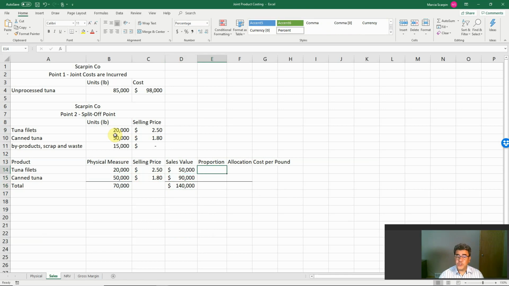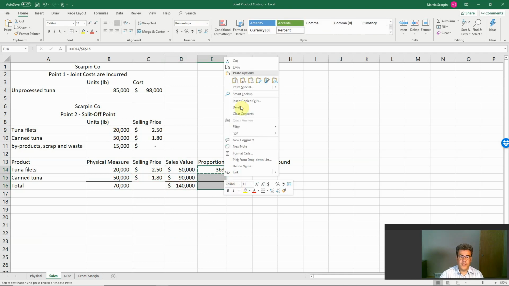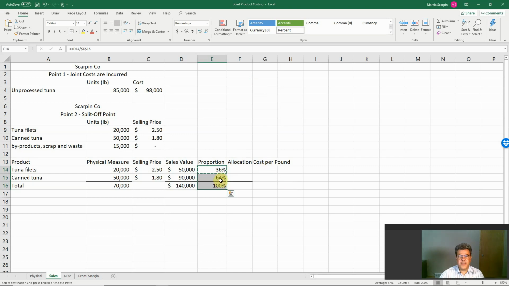So our proportion of sales value, 50 divided by, let's fix here, 140. And we can copy and paste this formula here. We will have 36 and 64 percent. So we have more sales on canned tuna, so we will have more costs for canned tuna. And then our allocation is our cost, 98, let's fix this here, times 36, so 35. Let's copy and paste this formula here. 63. And let's sum it.